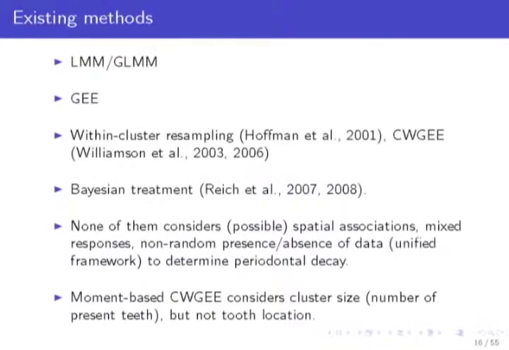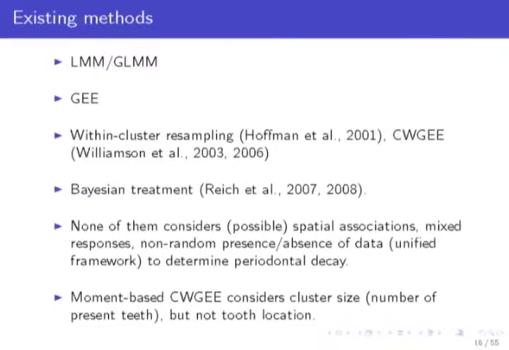What are the existing methods you can use to analyze this type of data? I mean, you can fit a linear mixed model. You can fit a generalized linear mixed model. You can fit that separately. You can fit that together. You can fit GEE, just using estimating equations. Within-cluster resampling was introduced to fit this type of model by Hoffman, which is pretty computationally intensive. But then later on, CWGEE, the cluster weighted GEE, was introduced in 2003.